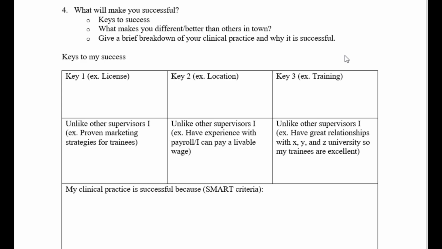A key to your success is that you hold a license. Maybe you hold multiple licenses. Another key to your success could be your location or the fact that you're completely telehealth. Another key to your success could be the training that you have and the specialties that you offer.